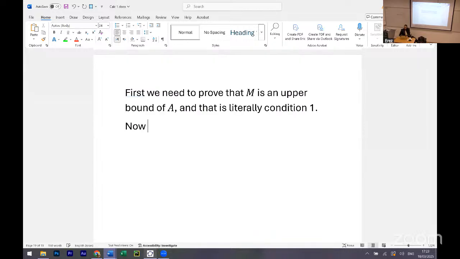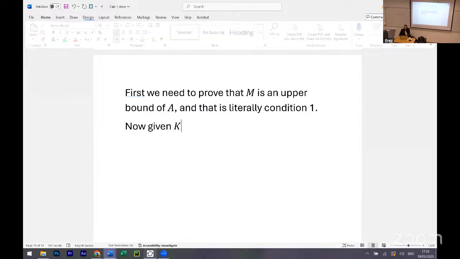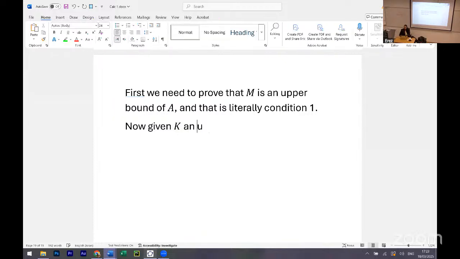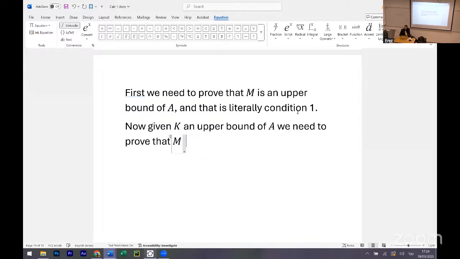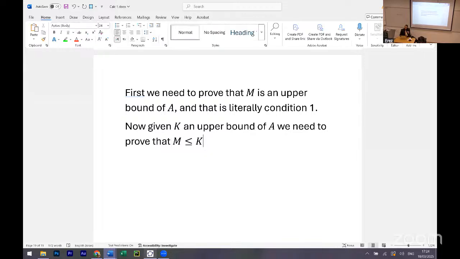Now, given K an upper bound of A, we need to prove that M is lesser or equal to K, right? M is the lowest of the upper bounds. Given an arbitrary upper bound, the lowest must be lower of the two.